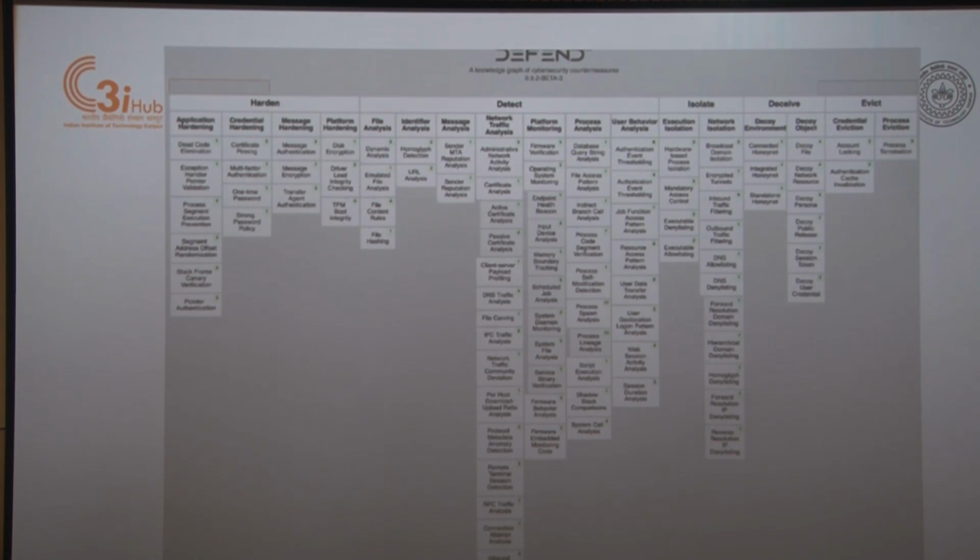So this is what the DEF3ND matrix looks like. We have all seen the ATT&CK matrix. So this is the DEF3ND matrix. In the DEF3ND matrix, we see on the top there are 5 tactics. So this is much more manageable because there are only 5 instead of 14. First is harden, second is detect, then isolate, deceive and evict. So these are 5 different tactics.